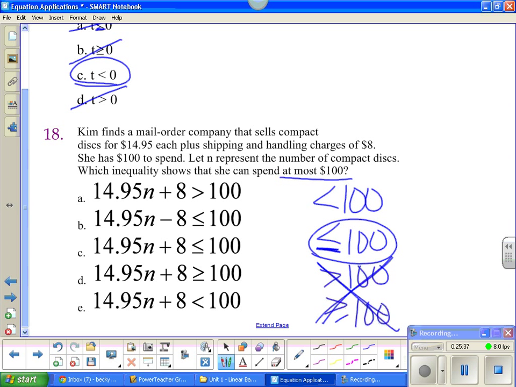So which one of these has the correct inequalities? And it looks like this one and this one do. So this one is out, this one is out, and this one is out. What is the difference between B and C? Let's see. We are going to buy these compact discs for $14.95 per compact disc. So that's why the N is there. Then this one has a -8 and this one has a +8. What did the 8 represent? Plus shipping and handling. Well, you have to add that to your cost. So that's why it's C, because we need the plus sign.